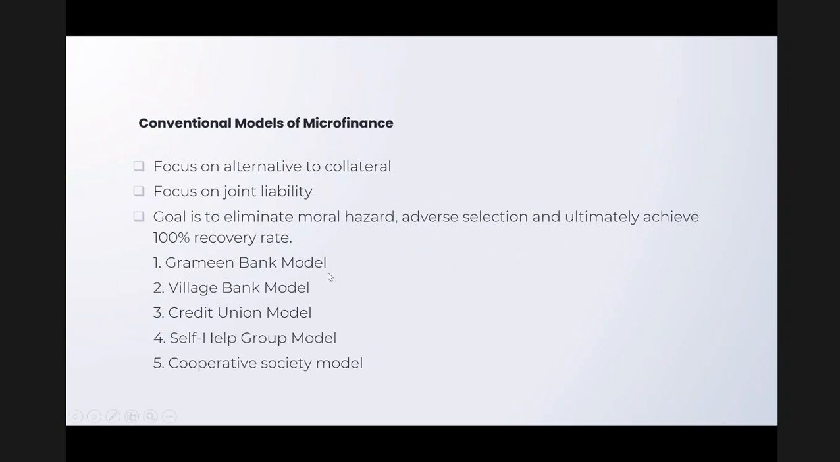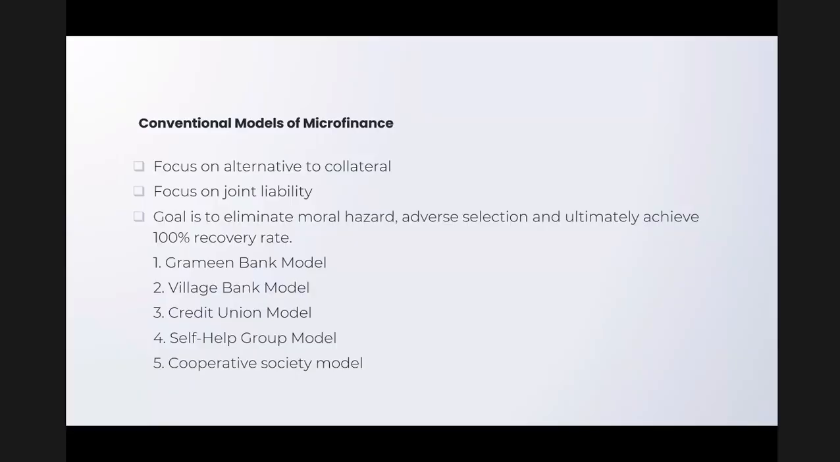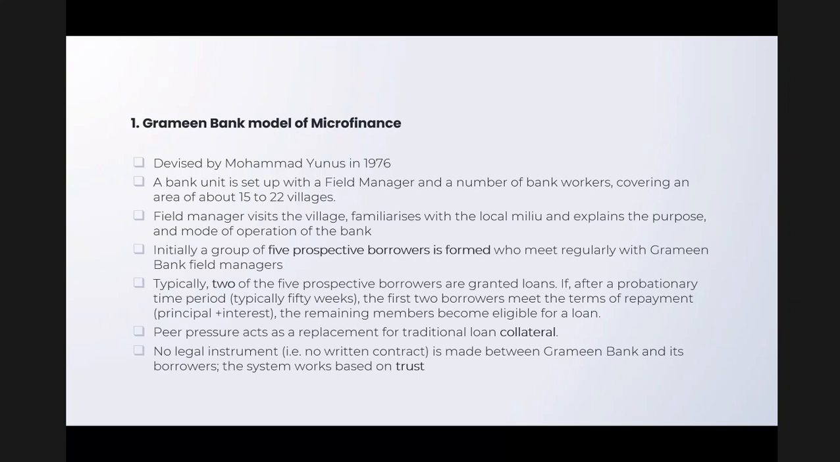These are some of the models. The first model is the Grameen Bank model. Then we have the Village Bank model, then the Credit Union model, Self-Help Group model, and Cooperative Society model. These are some of the models. We will talk about each model one by one. So let us start with the Grameen Bank model of microfinance.